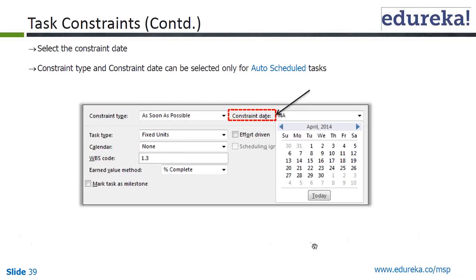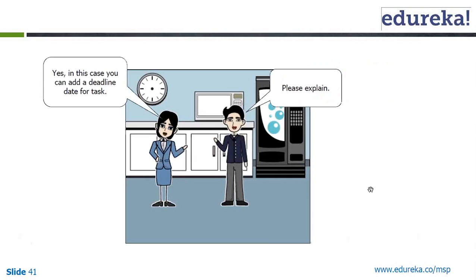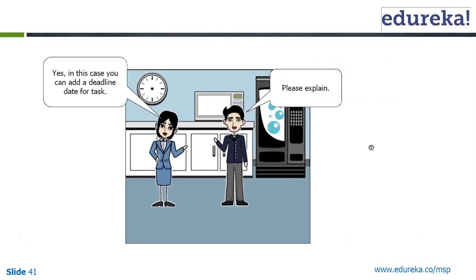If I want to set a latest time or date by which the task should be completed and I want it to be a reminder for team members, then what can be done with MSP, Microsoft Project? So in this case you can add a deadline date for a task. Essentially the question was you want to set a latest time or date by which the task should be completed, so it was talking about a deadline. So you can add a deadline to a task.